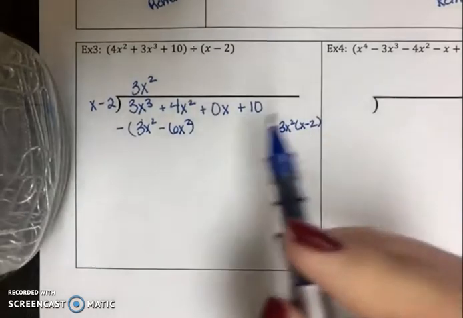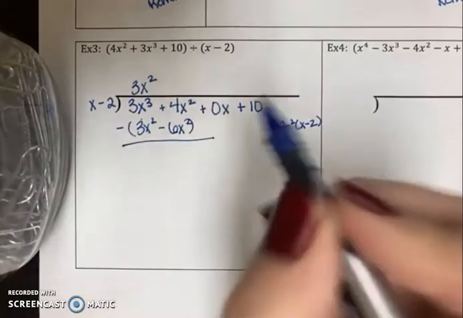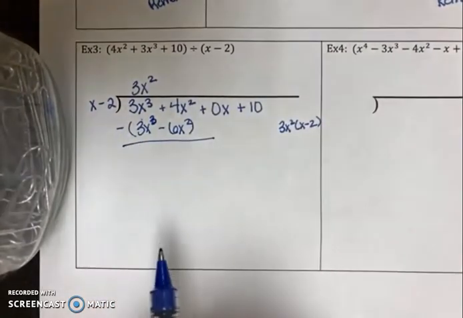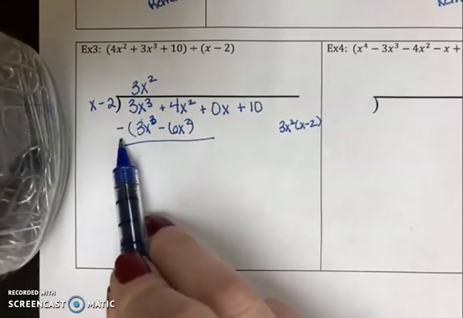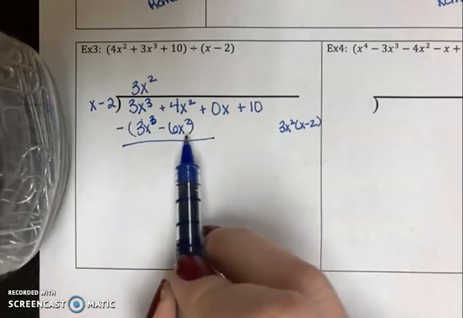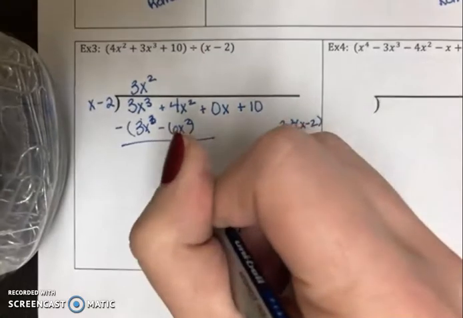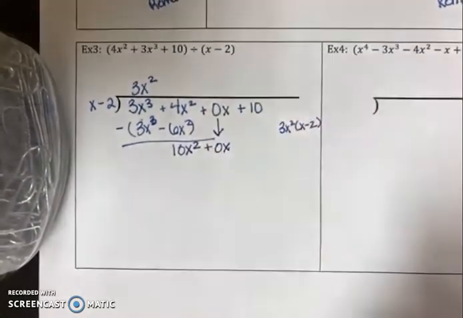Remember, to distribute the negative, this becomes 3x squared minus 3x, oops, I meant to say cubed. 3x cubed minus 3x cubed. So these are gone, and then I have a 4x squared minus a negative 6x squared, so this becomes 4x plus 6x squared, so 10x squared. And then I need to bring down my 0x.